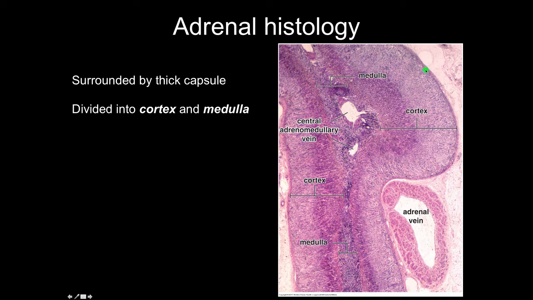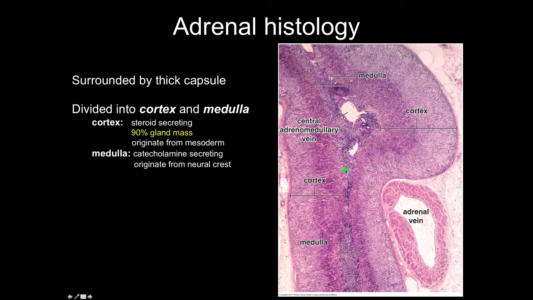It's divided into a cortex like this, and a medulla in the middle. The cortex is made of steroid secreting cells. The cortex is about 90% of the gland mass, and the cortex originates from the mesoderm. The medulla secretes catecholamines, epinephrine, norepinephrine. The cells in the medulla originate from the neural crest.